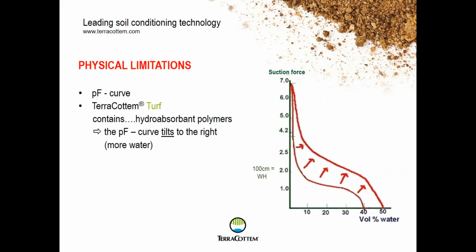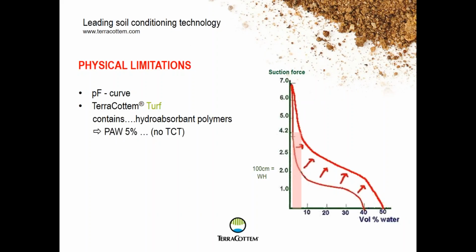Now, what's the effect of TerraCottem turf? You can also use TerraCottem universal, but what's the effect of TerraCottem turf? It tilts the PF curve to the right, and the word tilt is very important here. It does not shift the PF curve to the right, because otherwise the difference between PF 2 and PF 4.2 would remain the same. It tilts it to the right. So at field capacity you have more water, and at wilting point there's again more water, but the difference is bigger.